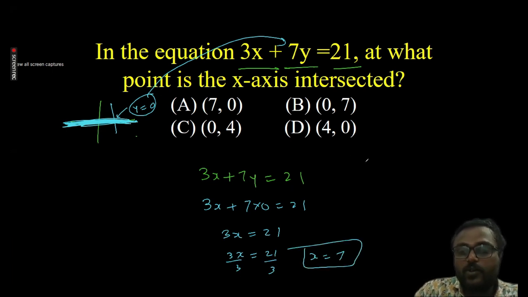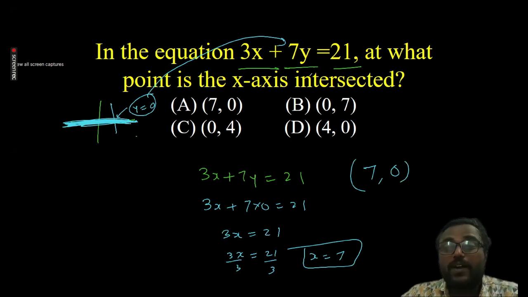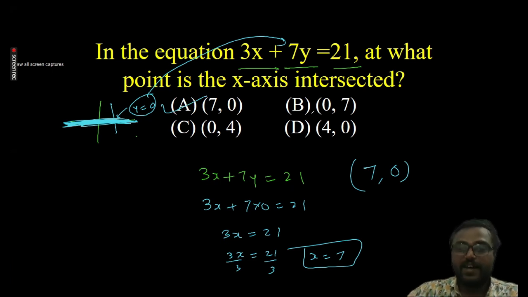So the point is going to be x is 7, y is 0, because the y coordinate on the x-axis is always going to be equal to 0. So option A is correct.